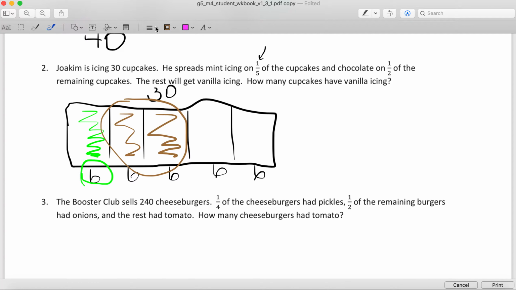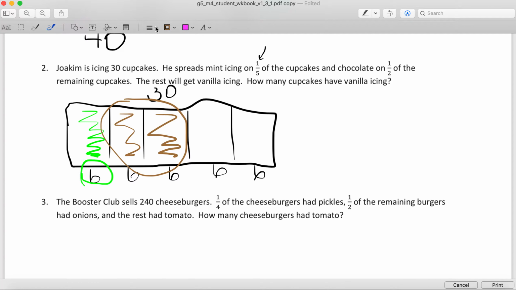All right, so the Booster Club sells 240 cheeseburgers, okay? So we already know that that's going to be our whole. We're going to draw our tape diagram. We're going to label it 240 cheeseburgers. All right, it says 1/4 of the cheeseburgers had pickles. So 1/4 lets me know that I'm going to divide this into 4 equal groups. So 1, 2, 3, and 4. There's my 4 equal groups. And 1/4 of those had pickles.